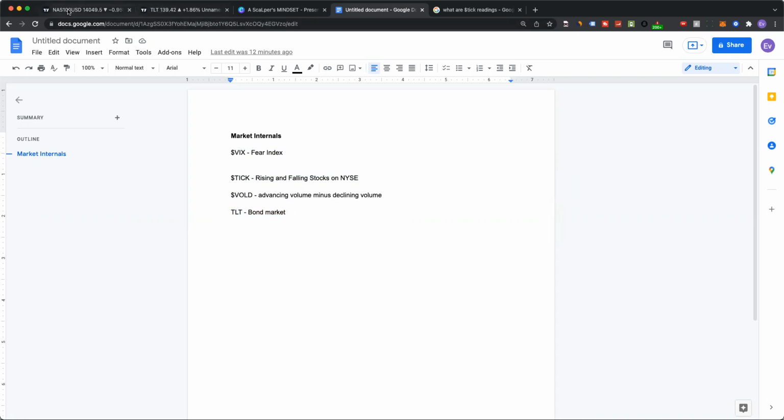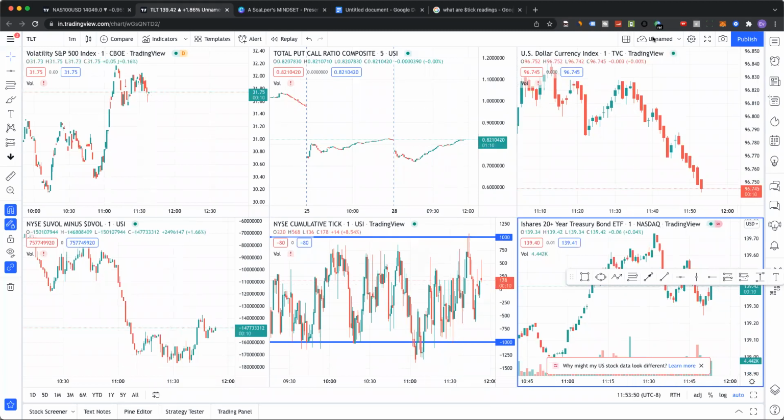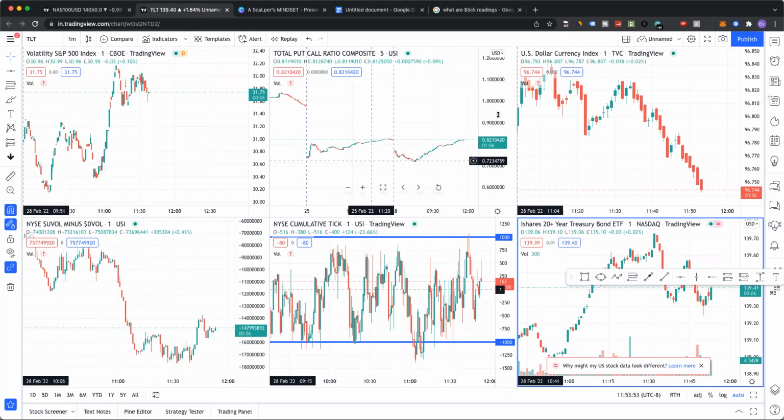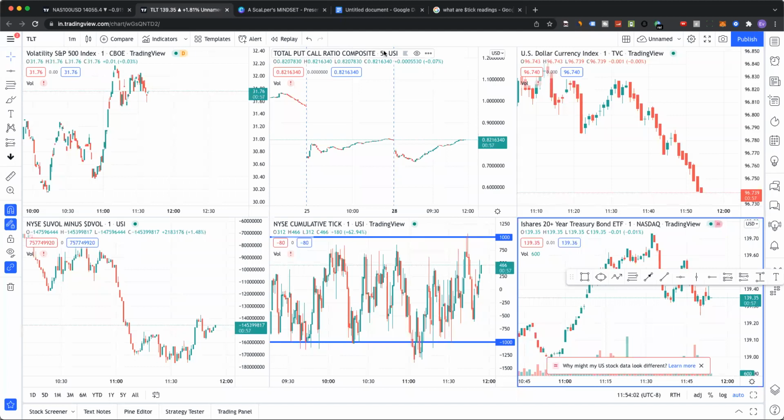So let's go over to our charts. So what I do is I use TradingView and I add a new layout. So I could just check on this for my market internals, kind of giving me a bias of what's going to happen for the rest of the day. This is on a 1 minute chart. I use the total put call ratio on a 5 minute chart.